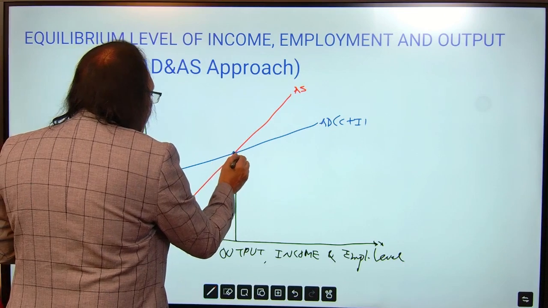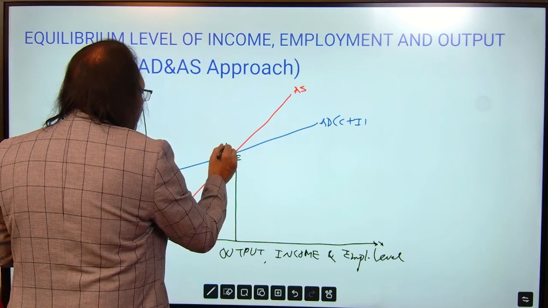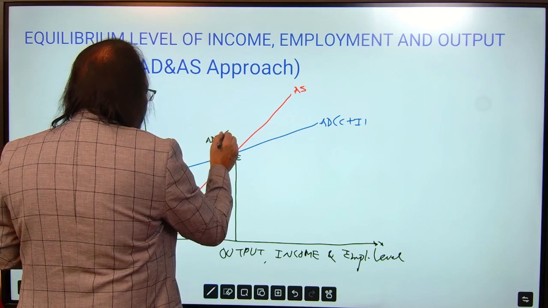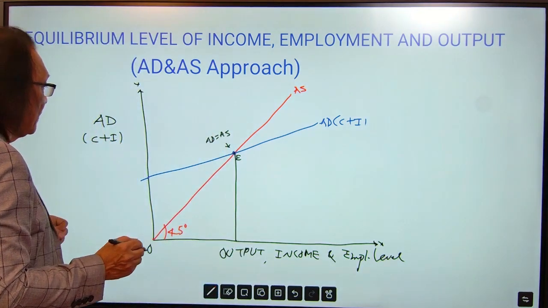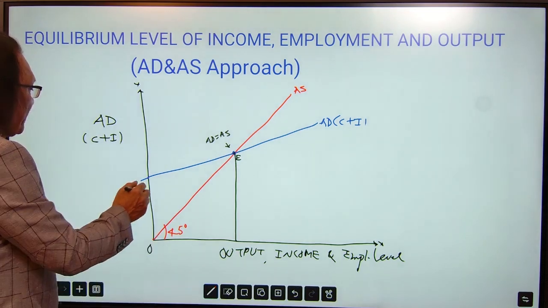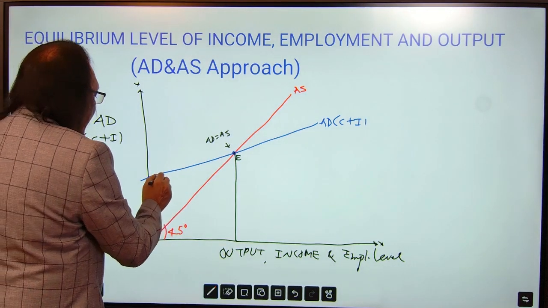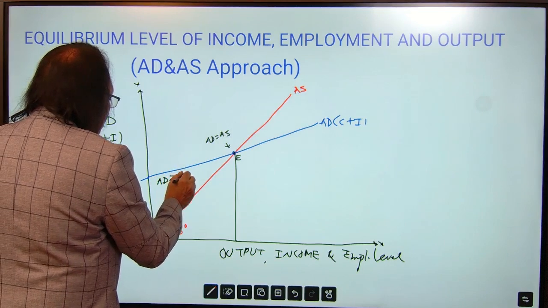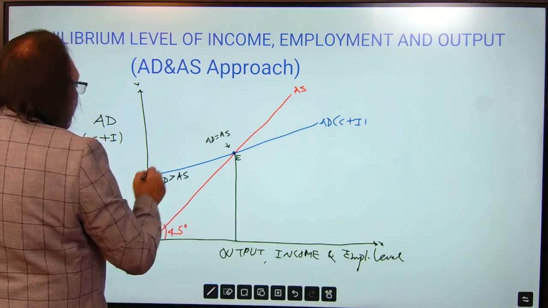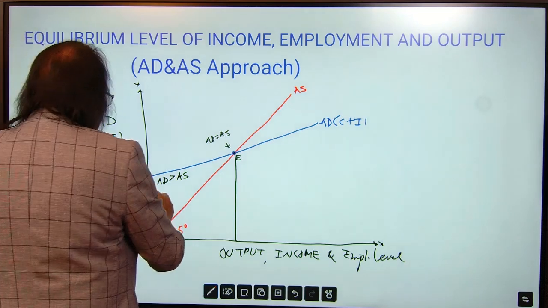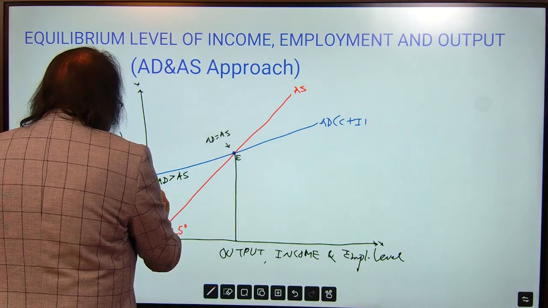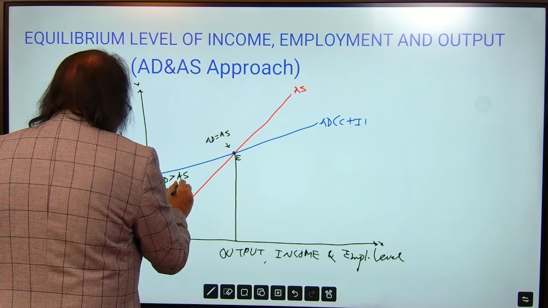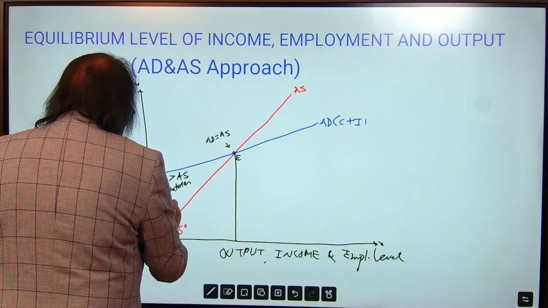This is the equilibrium point. I'll be explaining this one. At this point, you can see AD is equal to AS. Before this point, I'll explain. First, follow this AD line. AD is greater than AS. That means here aggregate demand is greater than aggregate supply. So you can write here, inventories deplete, come down.